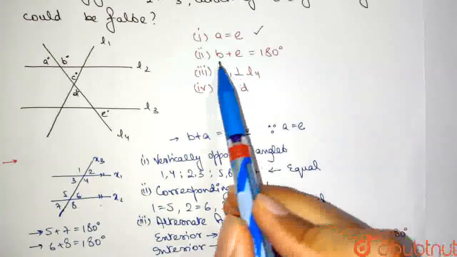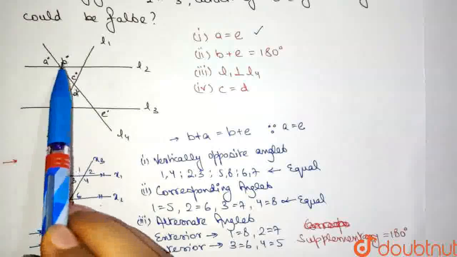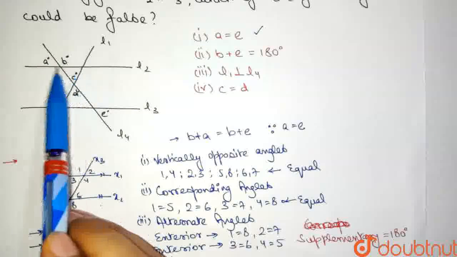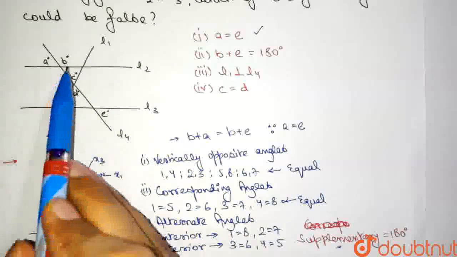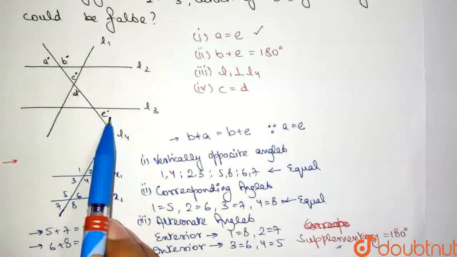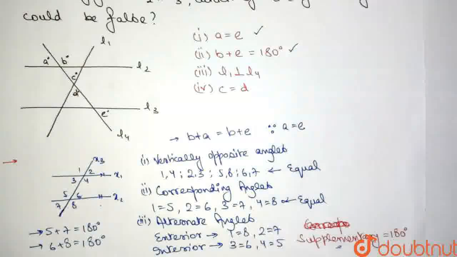And it is said B plus E is equal to 180 degrees, and B plus E is the same as B plus A. But B plus A lie on the same side. So what are they? They are supplementary angles and their sum is 180 degrees. So B plus A is the same as B plus E because A is equal to E and their sum is 180 degrees. So this is also correct, right?